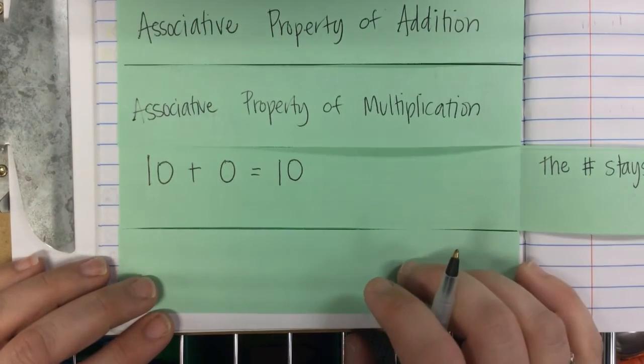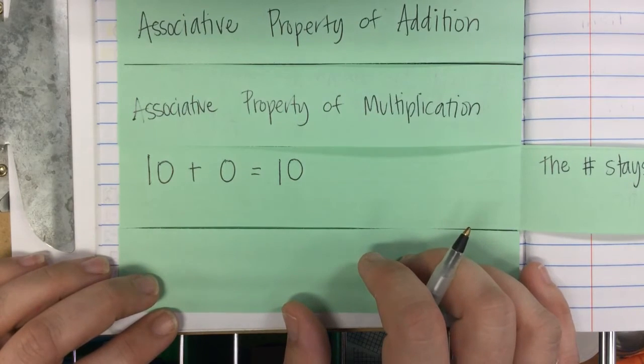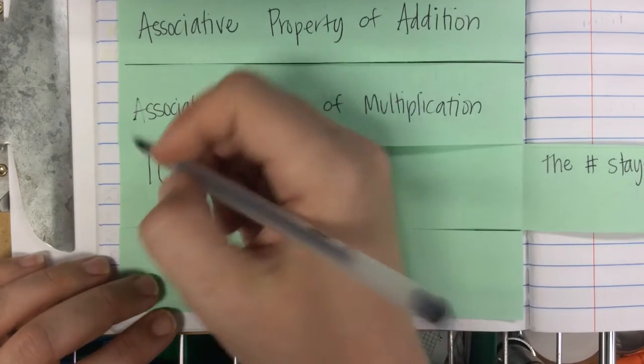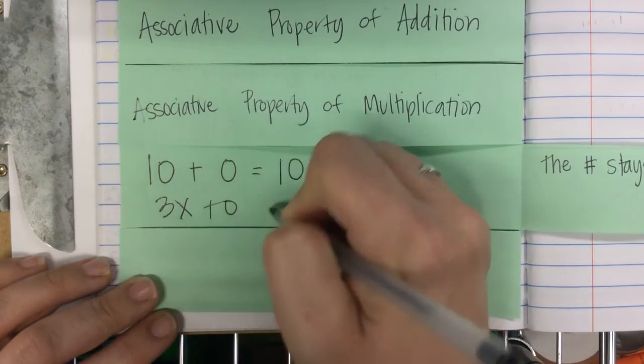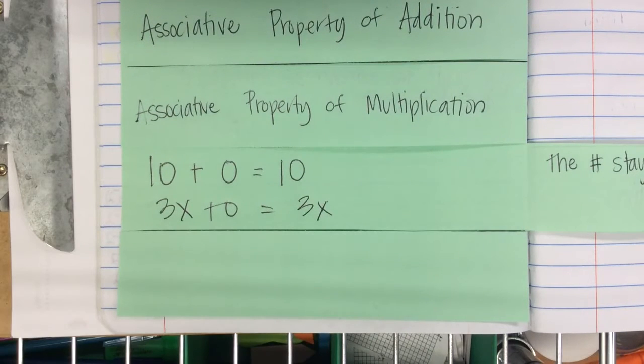Anytime you add 0, it's called the identity property of addition. It doesn't do anything. Duh. If I had 3x plus 0 equals 3x, that's the identity property of addition. It's pointless to add 0. The only reason we do it is to prove to ourselves that nothing happened.